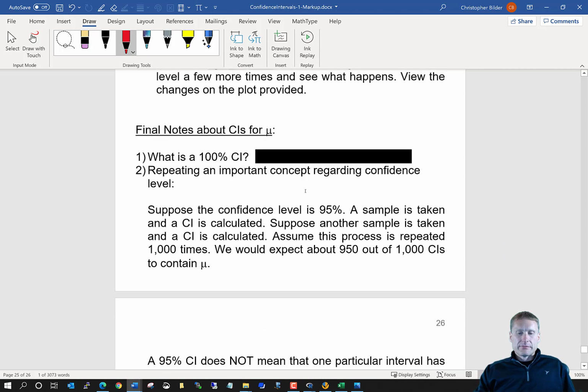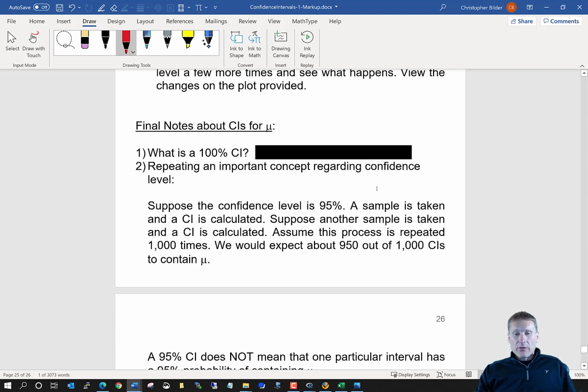Now, lastly, some final notes about confidence intervals. What is a 100% confidence interval? Could one be found? No. I guess for any problem, I can give you an interval of this: negative infinity to positive infinity. That's my 100% confidence interval. Is that useful at all? Well, no.